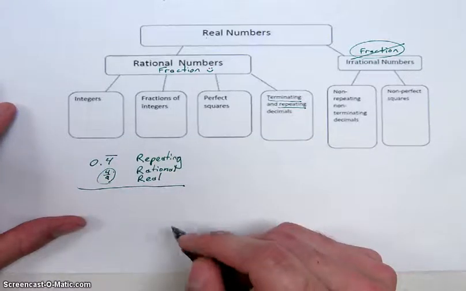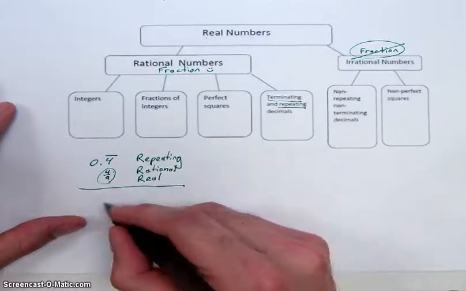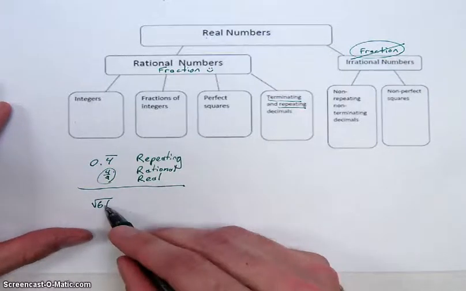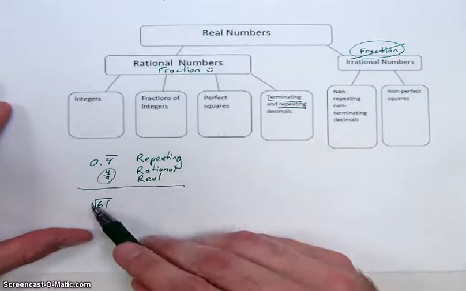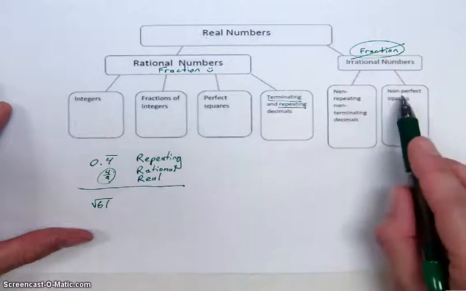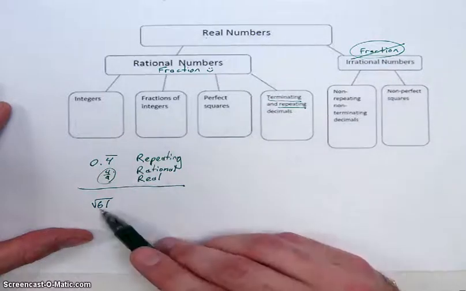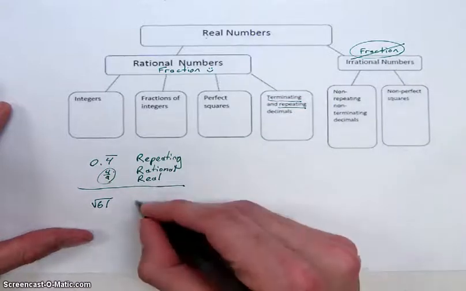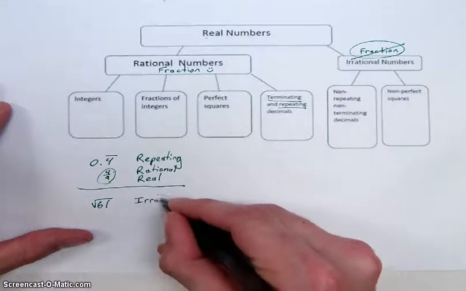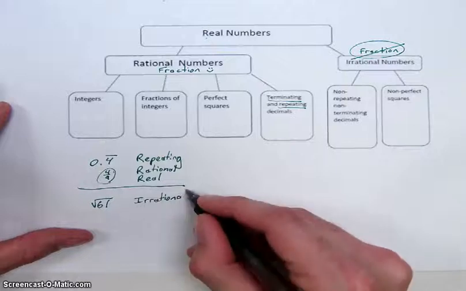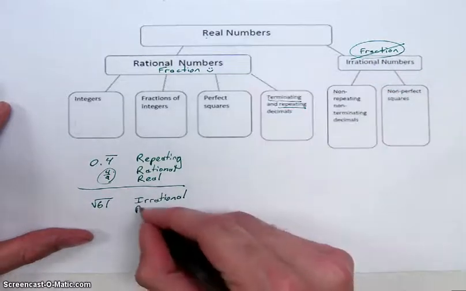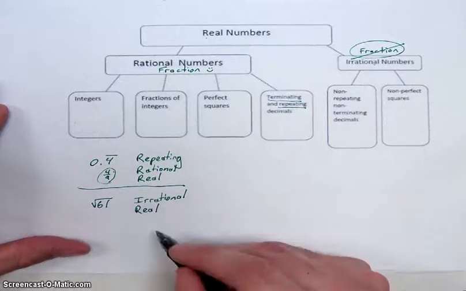Let's do another example. Let's do the square root of 61. This number has a square root symbol, but this is not a perfect square. Square root of 64 is perfect, but square root of 61 is not, so it would be considered irrational. And from there, we can still see that irrational numbers are real. And that's all we'd have to label it as.